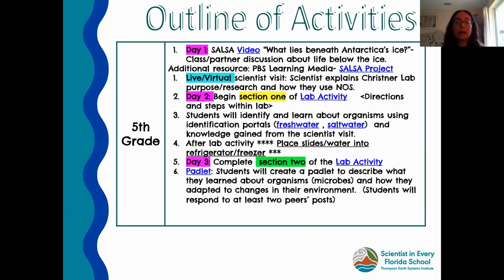So 5th grade wasn't really my area too much, but what they want to do is focus on that life in a drop of water with the salsa video coming first. And then of course follow up with a scientist visit. And they were kind of looking at freshwater versus salt water and also different environments. So if you put the water in the refrigerator, the freezer, you have it at different temperatures, how is that going to affect what's living in that water? So that was the 5th grade.